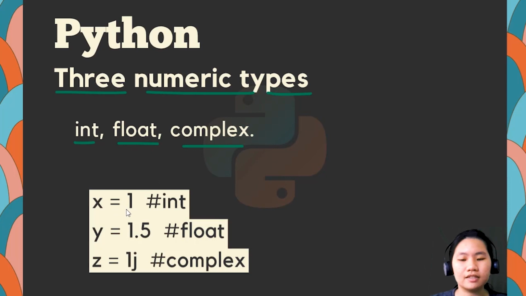So with x as an int, you have 1. Y as a float, you have 1.5. Now looking at this, you can more or less tell that x int is for integer and it refers to whole numbers, right? Positive, negative. And y is all about decimal for float. And z, complex numbers, we have the letter j accompanying it.